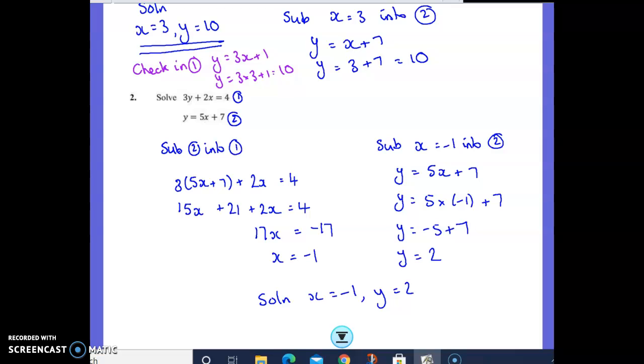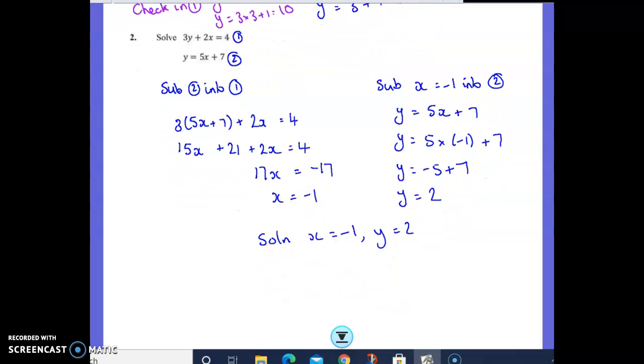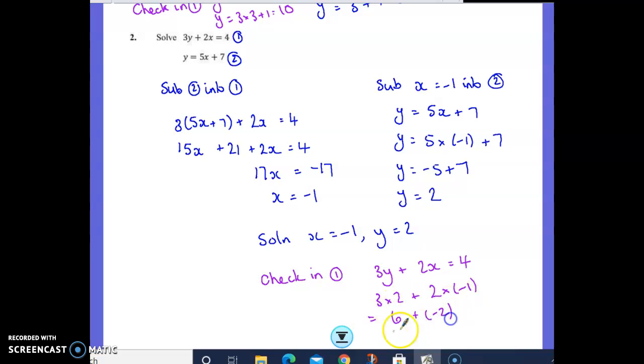So a bit more room here. There we go. We check. Checking 1, I've got 3y plus 2x equals 4. I've been told y is 2, so 3 times 2, and x is minus 1, so it's 2 times minus 1. I'm hoping it's going to be 4. That gives me 6 plus minus 2, which is 6 take away 2, which is 4. So that works. So the solution is x equals minus 1, y equals 2.